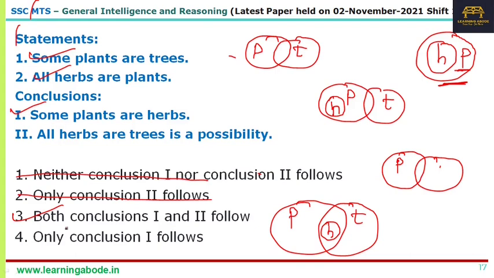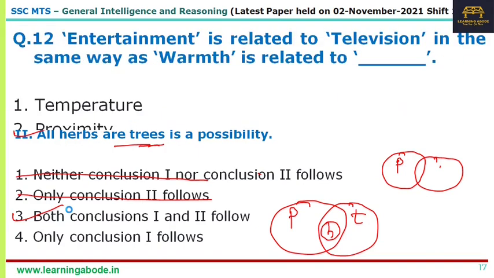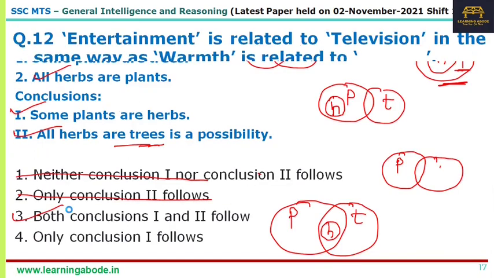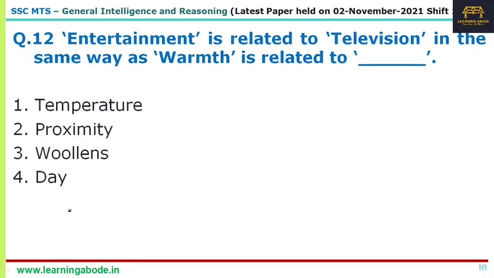It is not true at all instances, but it is just a possibility in one of the different possible conclusions. Whereas the first conclusion is always true, some plants are herbs, here this is merely a possibility. They don't give this kind of question many times, but in this paper it was asked. So answer option 3 for question number 11. Now question number 12, a very easy analogy.